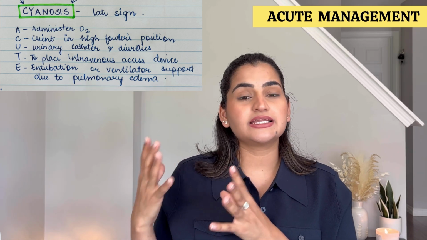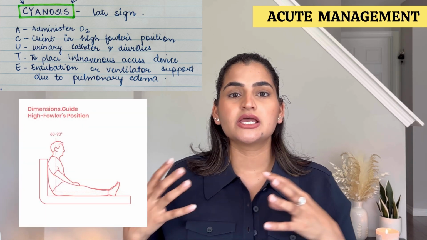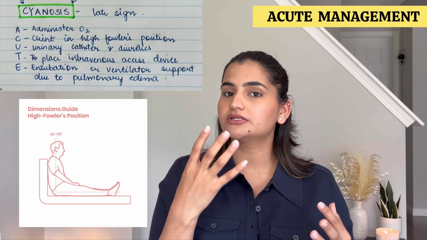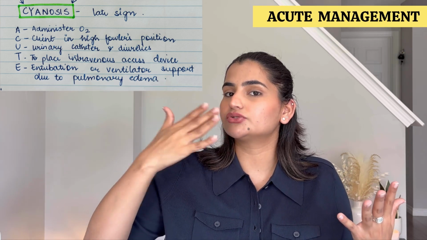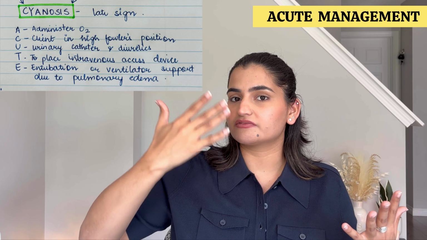For C, the client has to be in high Fowler's position. The person usually becomes a mouth breather, so you have to make the patient sit up to breathe efficiently through the mouth and through the nose, and so the proper airway is open.